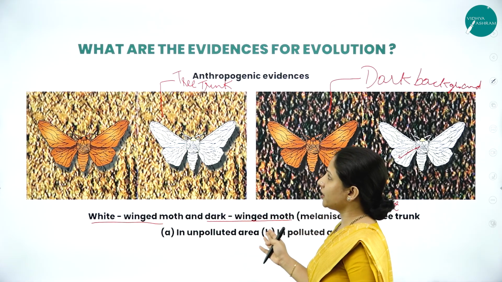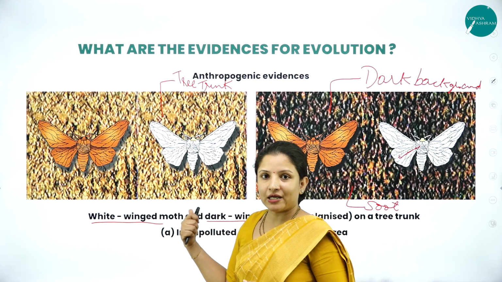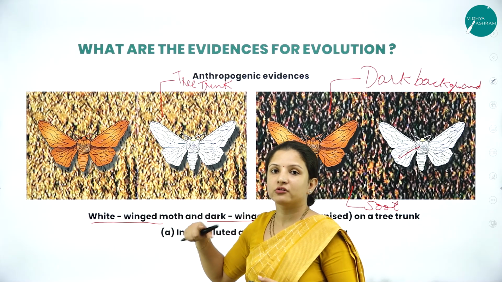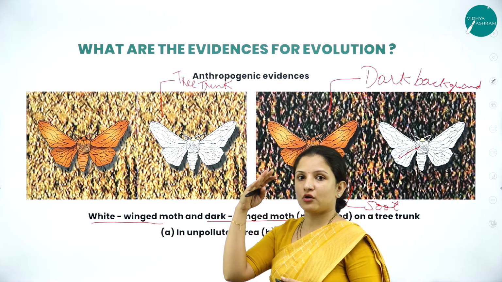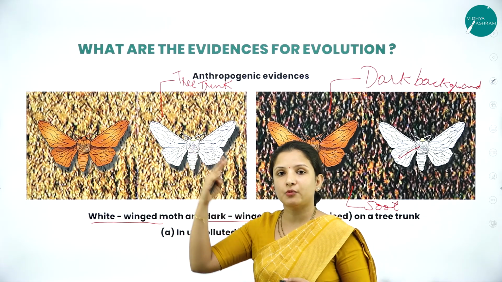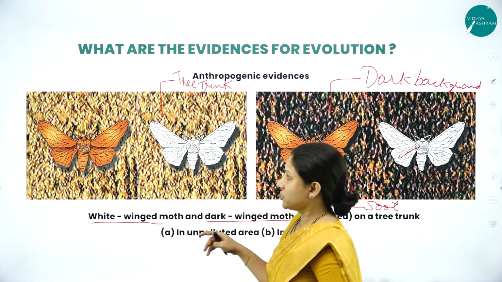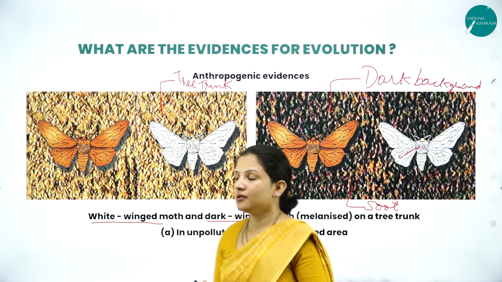This is a very, very important topic from the exam point of view also, which proves how anthropogenic activities or human activities such as polluting the environment can cause the decline of the population of a particular species and an increase in the population of another species depending on the conditions. So these are the evidences that are there.